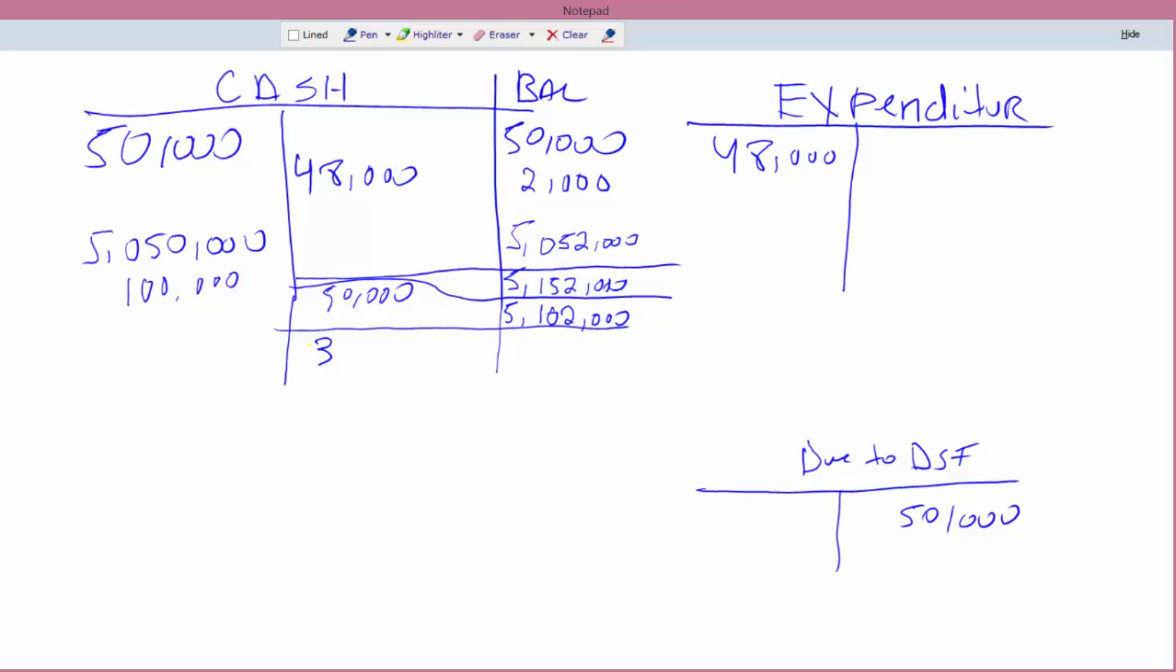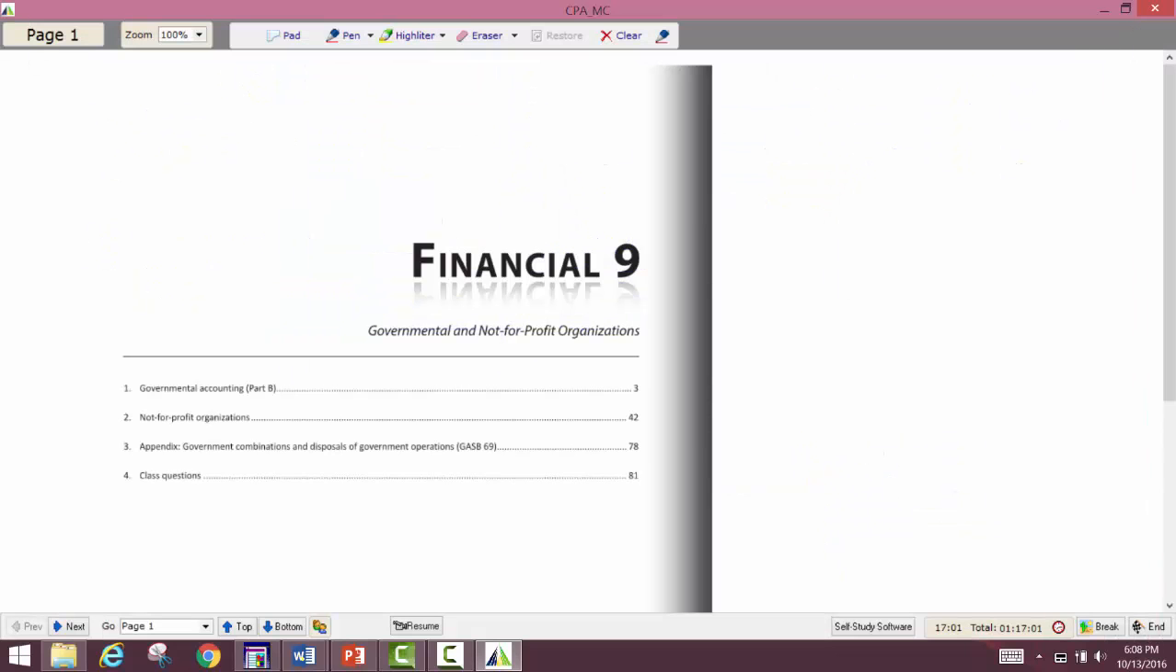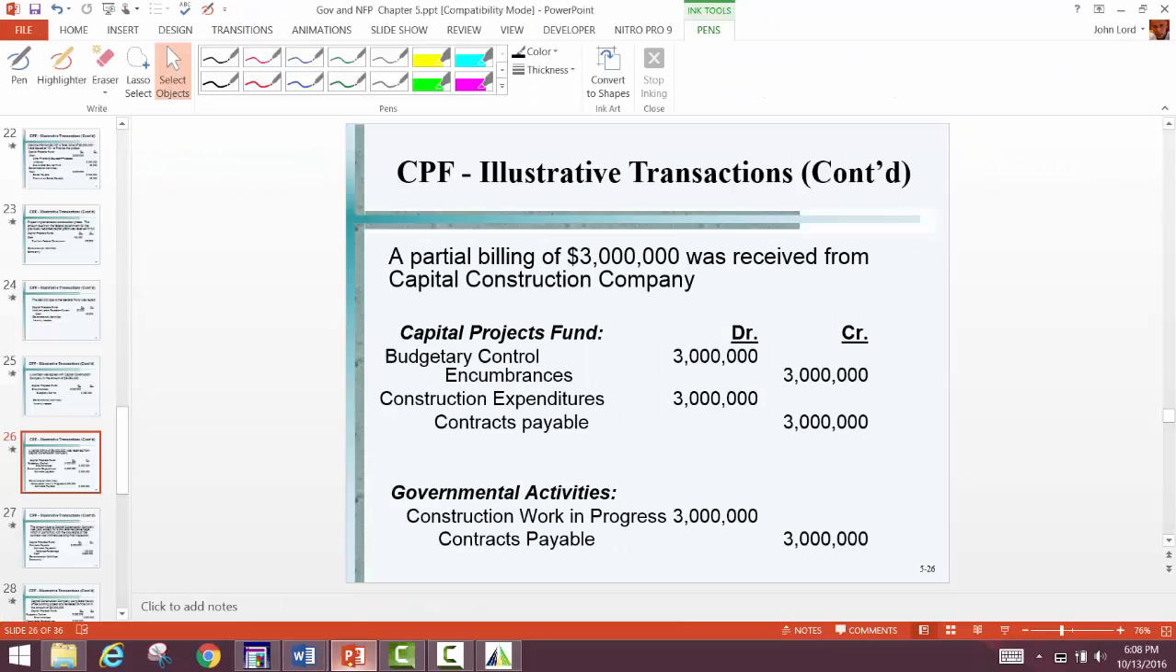Okay, so we're going to go ahead and credit the cash for what? We haven't touched cash yet. No wonder you were sitting there looking at me, saying, why are you going to the cash account? Good point. We only set up the payable. At the government-wide level, we set up the construction work in progress and we credit the contracts payable.